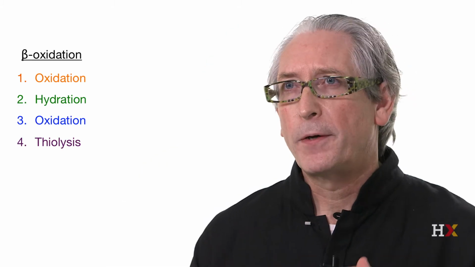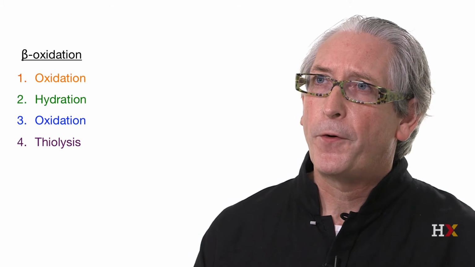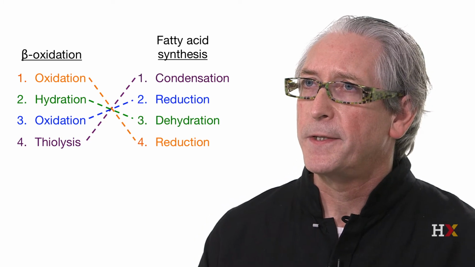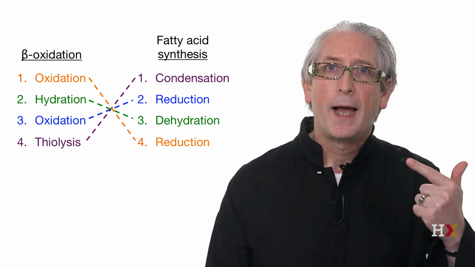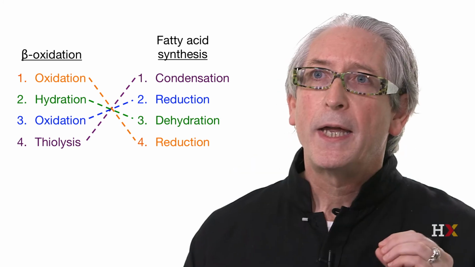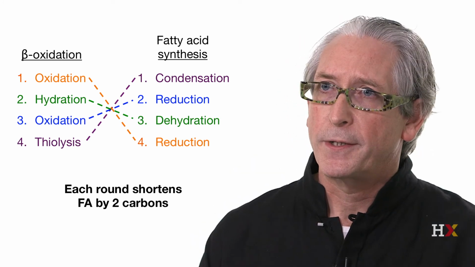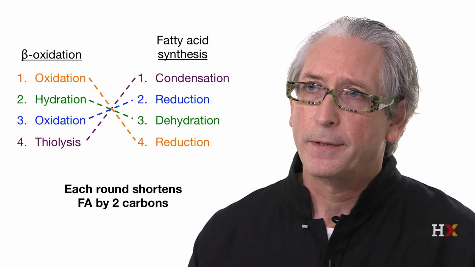beta oxidation. The 4 steps of beta oxidation are essentially the reverse of the 4 steps in fatty acid synthesis. In beta oxidation, the steps are oxidation, hydration, oxidation again, and thiolysis. Each round of 4 reactions results in a shortening of the fatty acid by 2 carbons.